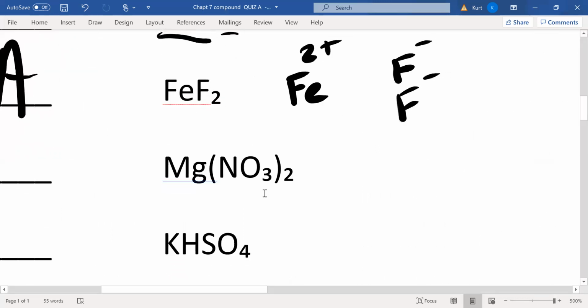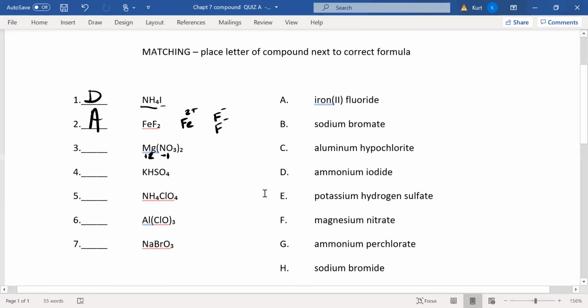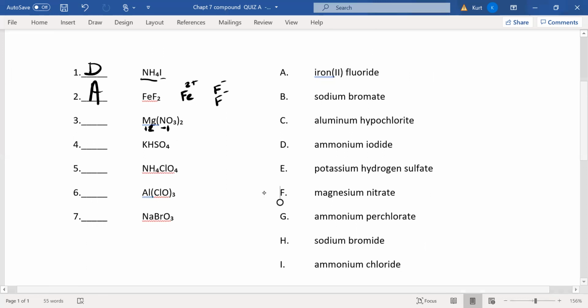Okay. What is Mg? Magnesium. What is NO3? Why is it NO3 2? What is the charge of a magnesium? +2. What is the charge of just one nitrate? -1. So how many nitrates do you need to balance it out? You need 2. So that should be magnesium nitrate. That looks like that would be F.